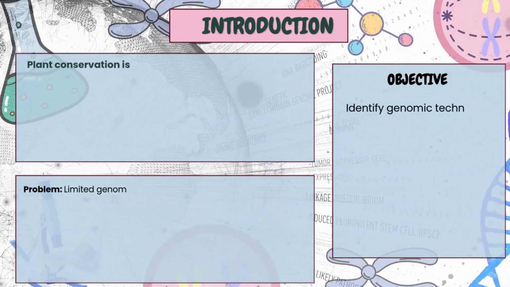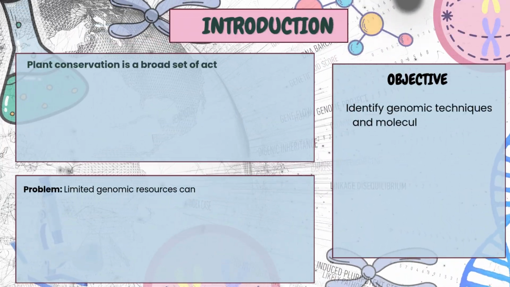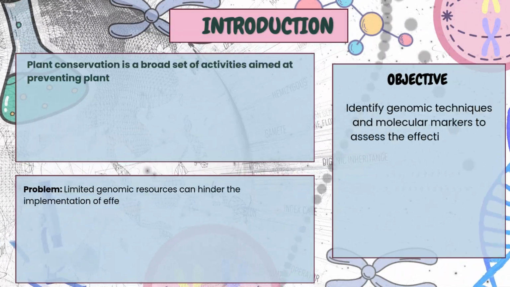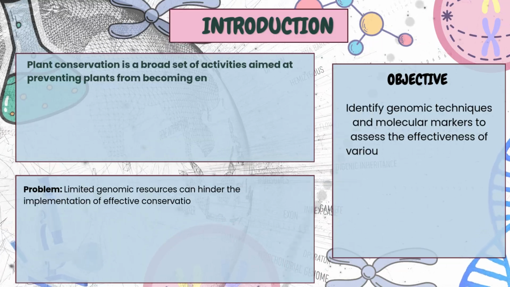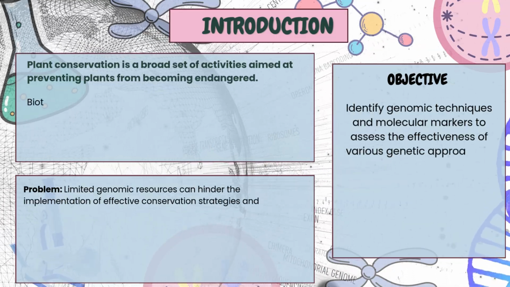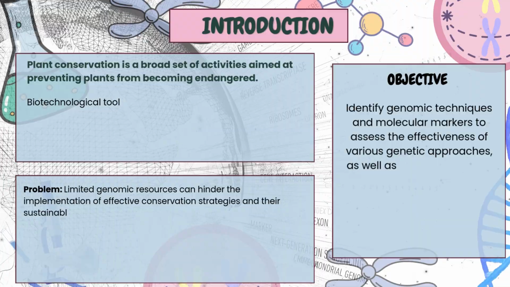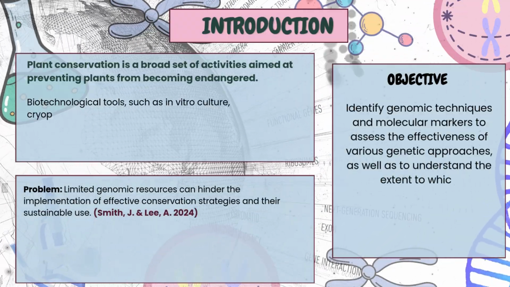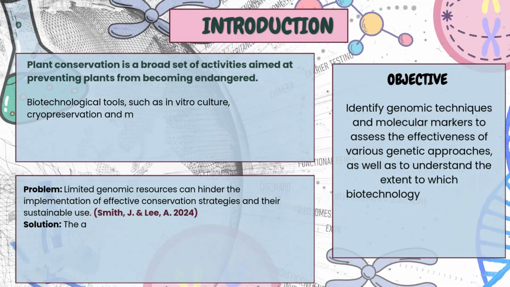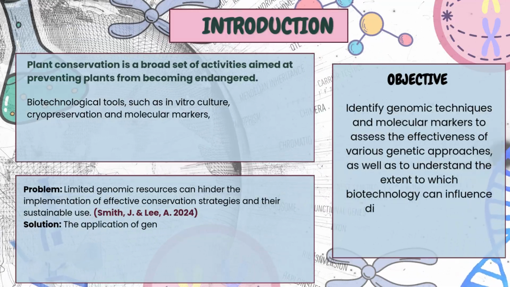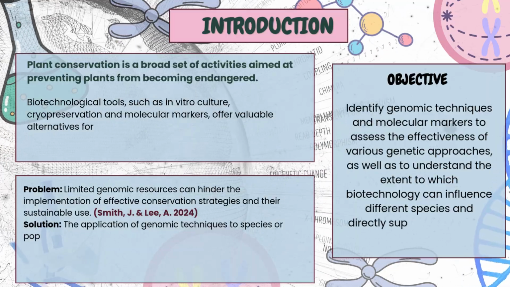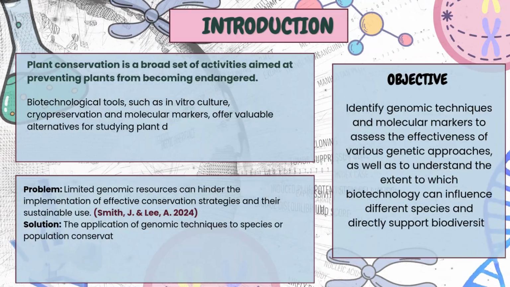Plant conservation refers to a broad range of activities aimed at preventing plant species from becoming endangered and ensuring the sustainability of plant genetic resources. Biotechnological tools such as in vitro culture, cryopreservation, and molecular markers play an important role in plant conservation. These tools help scientists study plant diversity, preserve endangered species, and manage genetic resources more effectively.